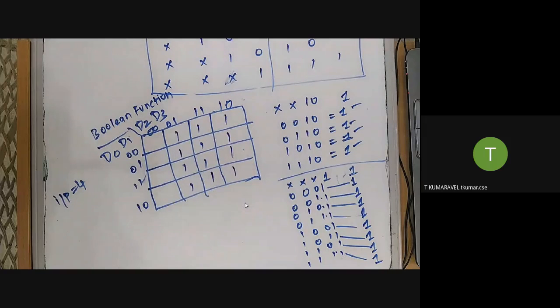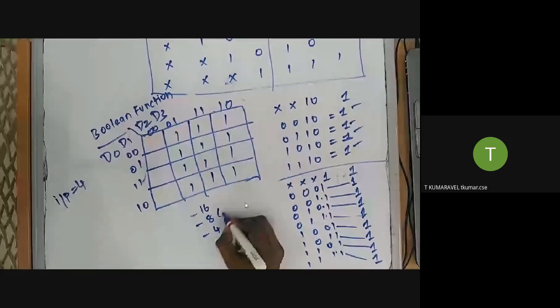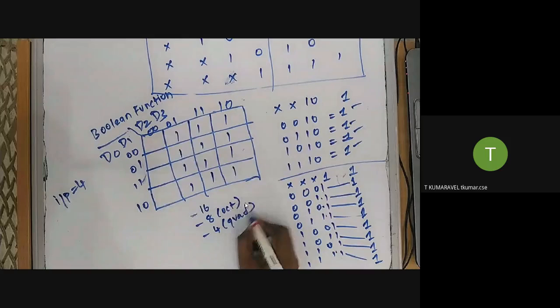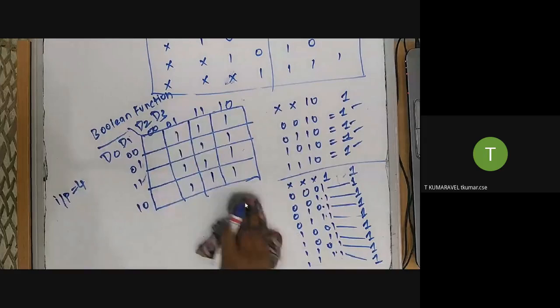Next, what is the next step? You want to perform grouping. This is a 16-cell Karnaugh map. What is the highest type of grouping? That is called a 16 grouping. The second is an 8 grouping, another is a 4 grouping. This one is called an octet grouping, and this one is called a quad grouping. The 16 is not possible. The next option is 8. 8 is possible. How do you form the group?